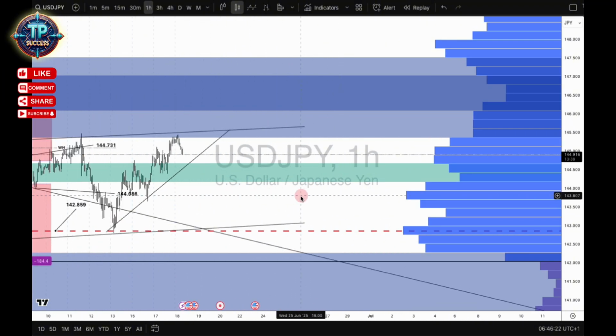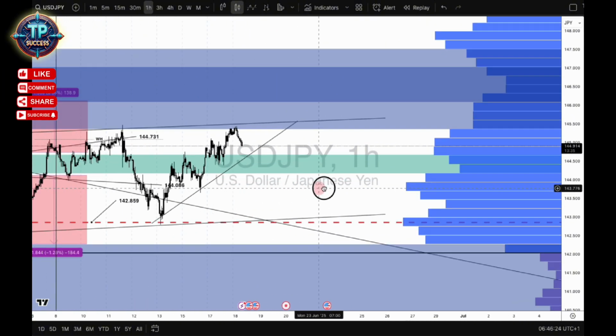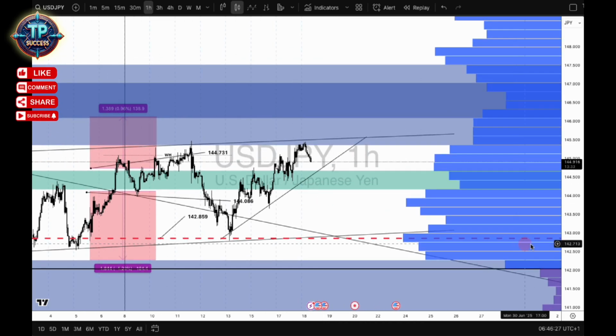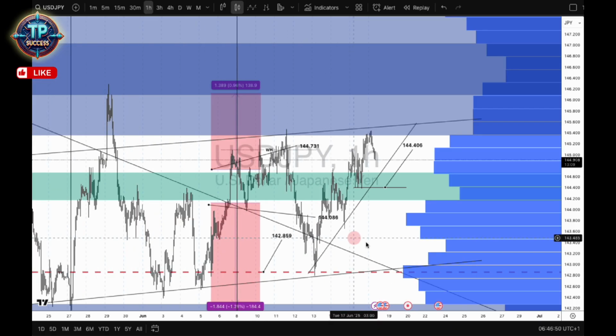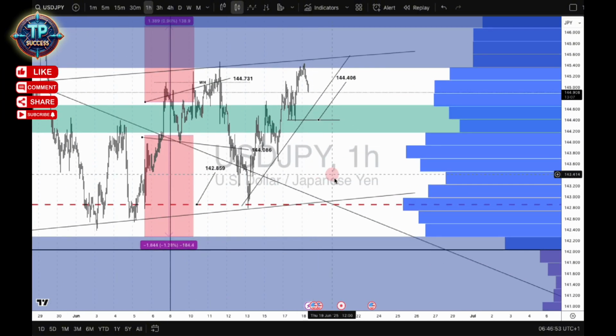Now the level that we're looking to see if you get a close below would be these lows right here, these swing lows. This is what we want to see. If we get a close below these levels, a proper close below it, then it's fair to assume price wants to come all the way down. The level I'm talking about is 144.406, right? Price wants to come down. If it turns out to be the case, this is what I'll be targeting.